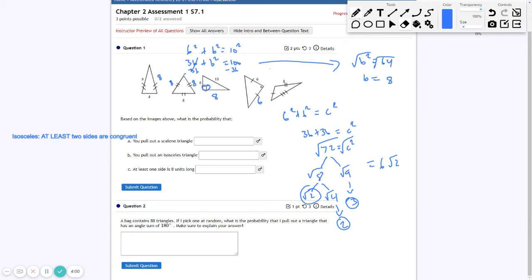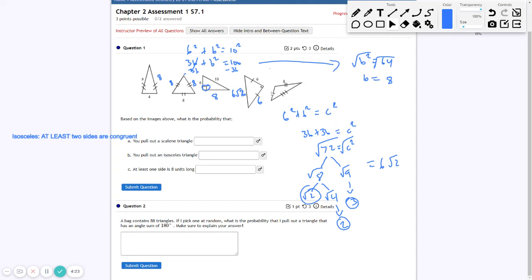So since we know that that is going to be 6 square root 2, we can just put that here. And so now let's go about these questions. First things, we have a scalene triangle. Well, this isn't scalene because we know that two sides are equal. This isn't scalene because we know that three sides are equal. This one is scalene because it's 6, 8, and 10.